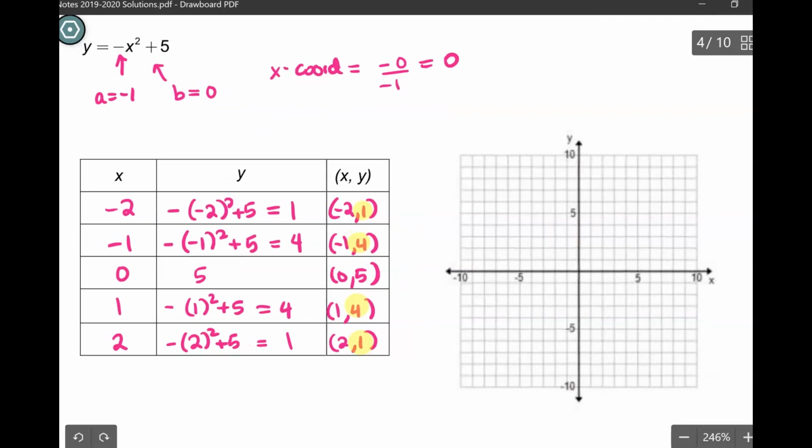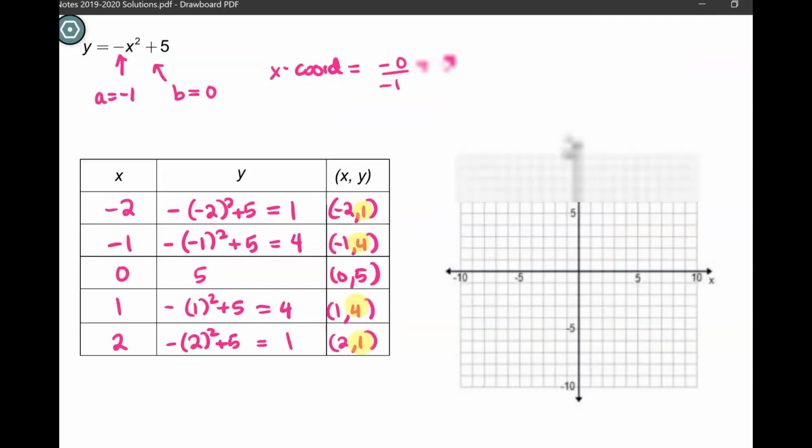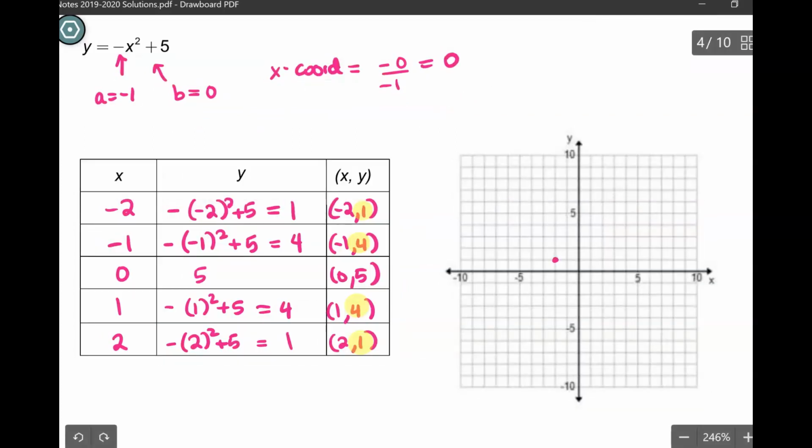So let's go ahead and graph it. We have -2, 1, -1, 4, 0, 5, 1, 4, and 2, 1. So this one also points downward, and our vertex was 0, 5.